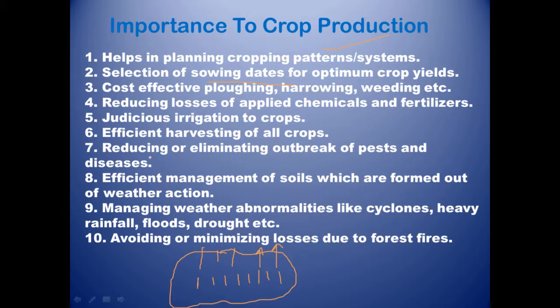Then it reduces the irrigation to the crops, and it reduces the chemicals and fertilizers, because if it rains, the fertilizers and chemicals will be washed away, which is just a waste of money. So if we know the time of raining, we will just apply them after the rain occurs. Some crops are very badly affected at maturity time by heavy rains, so we can harvest them before the rains.